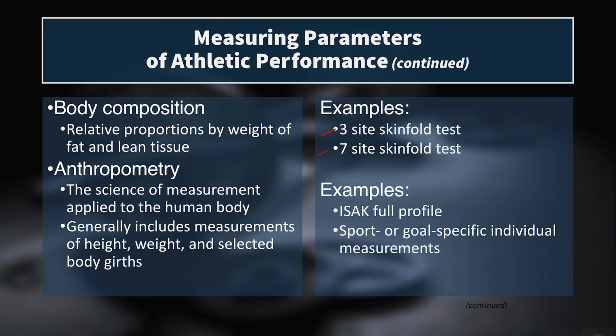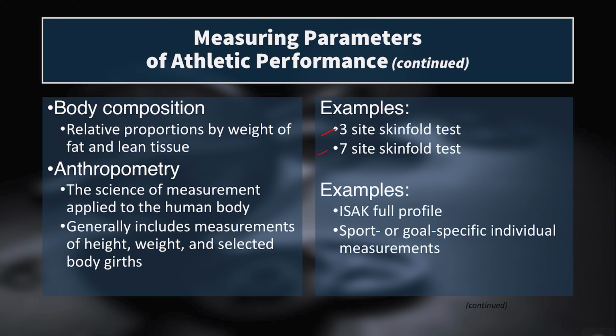So common examples of this are the 3-site skinfold test or the 7-site skinfold test. Also, now we have a lot of bioelectrical impedance devices, whether it's the handheld one or the InBody one where you stand on it and hold the little handles, that can very accurately assess your lean mass and your fat mass ratios. You could get a DEXA scan, you can use a Bod Pod. There's a lot of ways to do it.